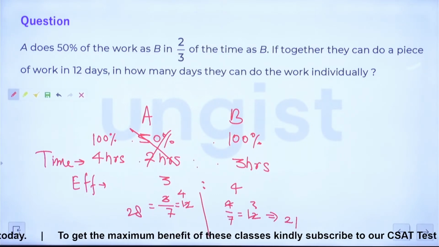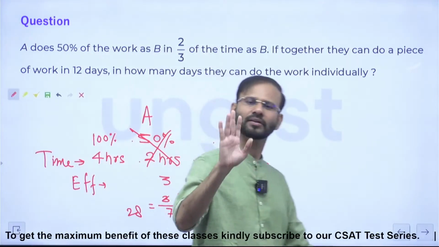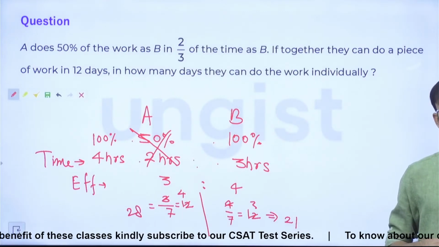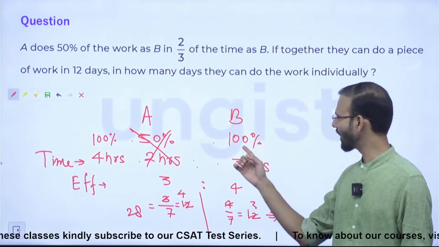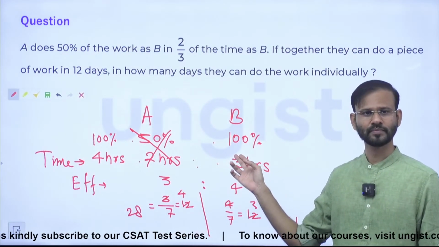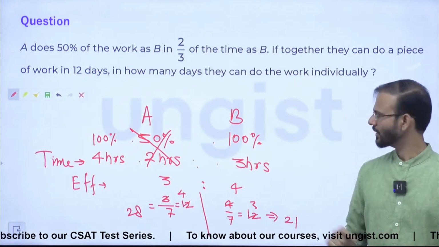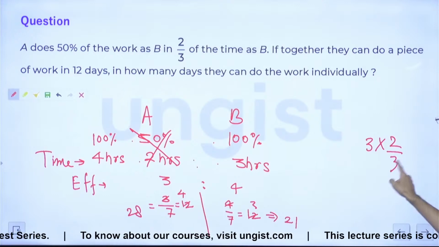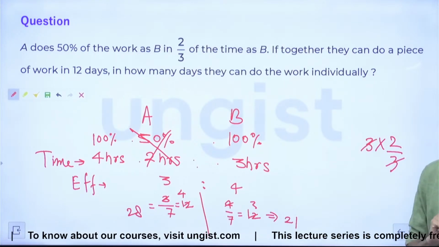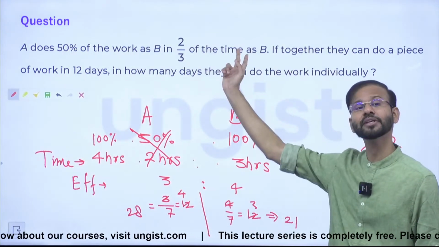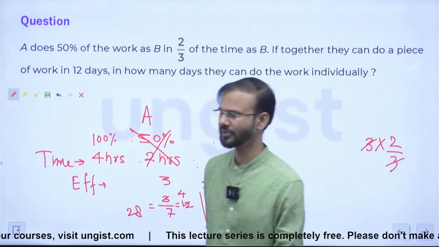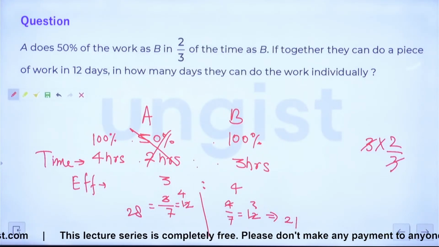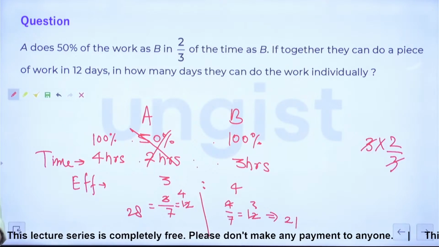Yes friends, any doubt, any confusion? 50% is half of 100%. See, like this is 3. So we need to find 2/3 of this. So that will be 2. The question is saying that 2/3 of the time as B. Clear? Okay. Yes friends, any other doubt? Any other confusion? Any other query? No? Okay, very good.